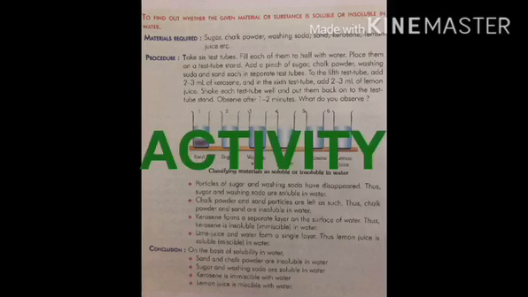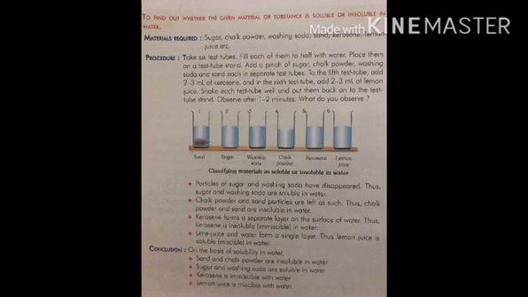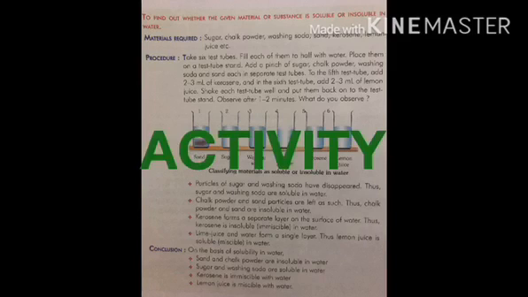Lemon juice and water form a single layer. Thus, lemon juice is soluble, miscible in water. Conclusion: on the basis of the solubility in water, sand and chalk powder are insoluble in water. Sugar and washing soda are soluble in water. Kerosene is insoluble and immiscible with water. Lemon juice is dissolved in water, means lemon juice is a miscible liquid. Everyone write this activity in the classwork copy.